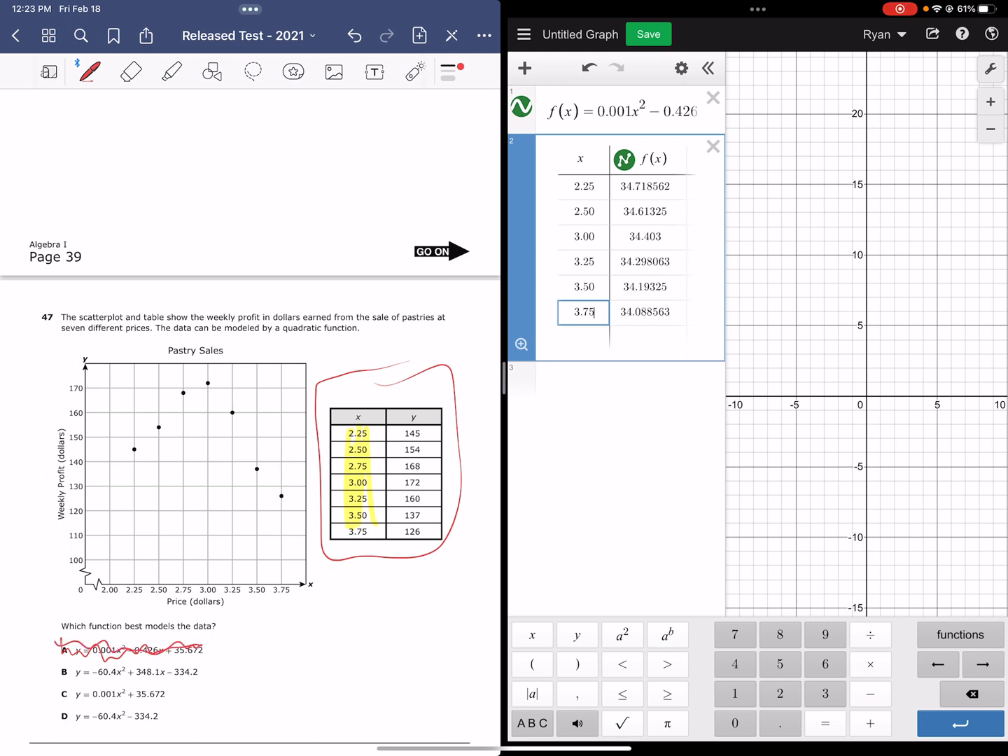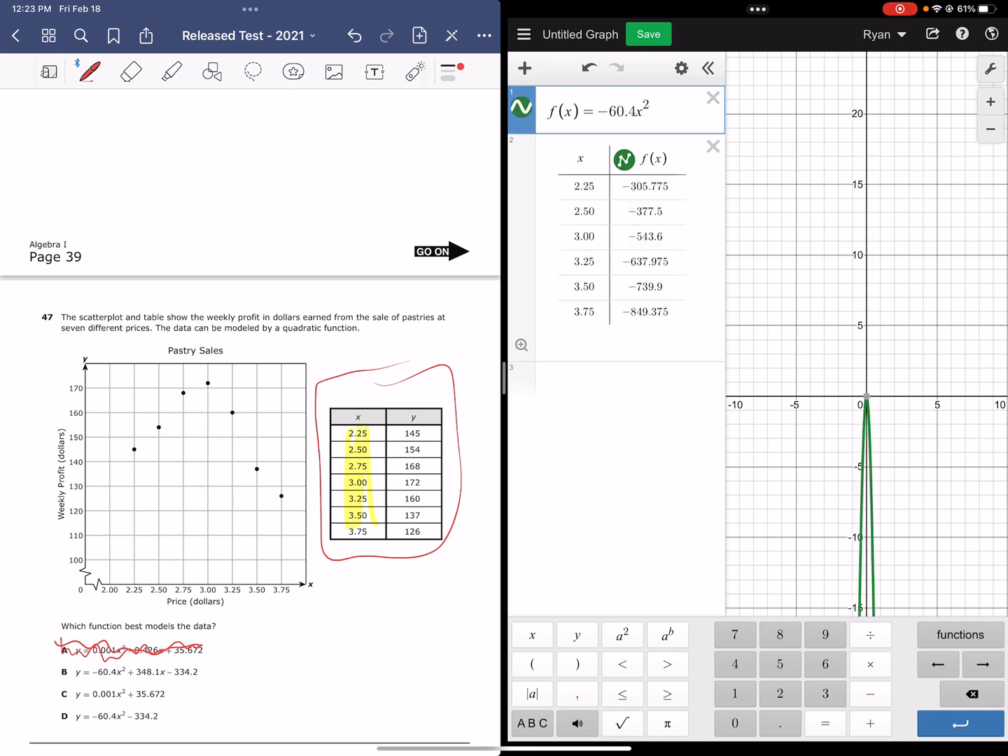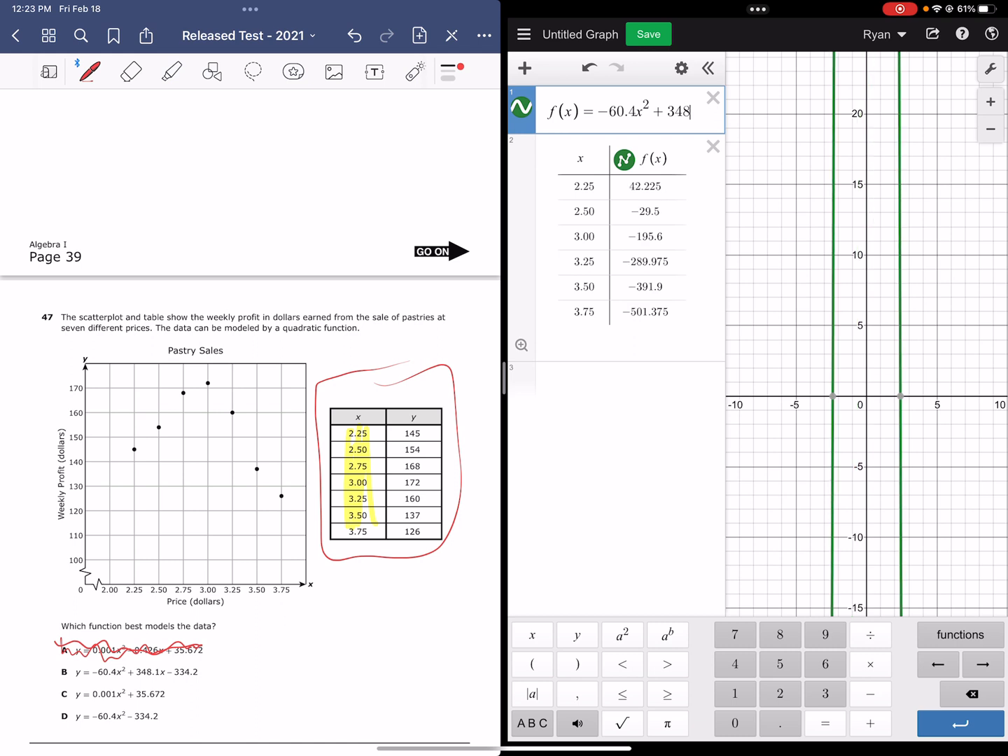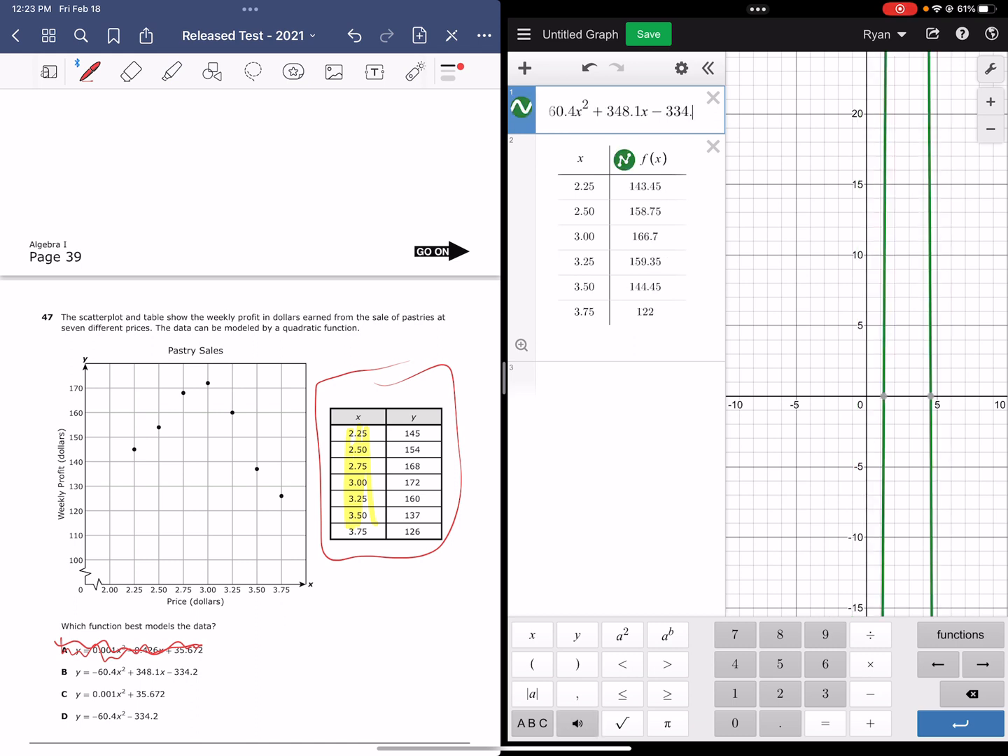I'm going to move on to letter B, and because I typed it in as f of x, I can go right back up here to the first line and just delete out this f of x until I get to the equal sign, and then type in the new f of x. Negative 60.4 x squared plus 348.1x minus 334.2.